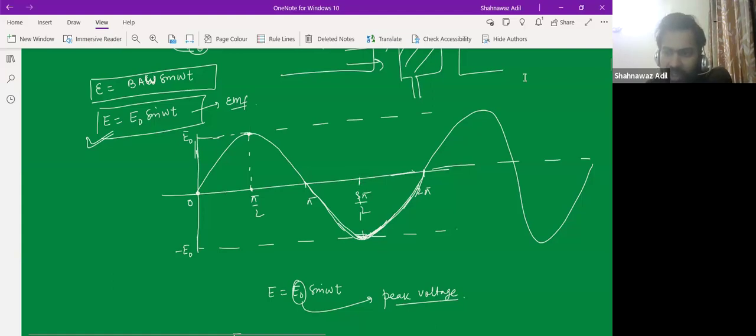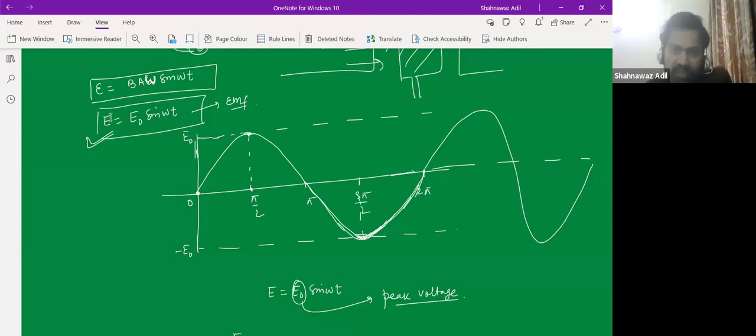So voltage is fluctuating, right? It has an AC kind of behavior, or periodic behavior, and the period would be 2 pi. In 2 pi, this thing will repeat its position. So this is how the voltage changes, and we have three parameters, right?